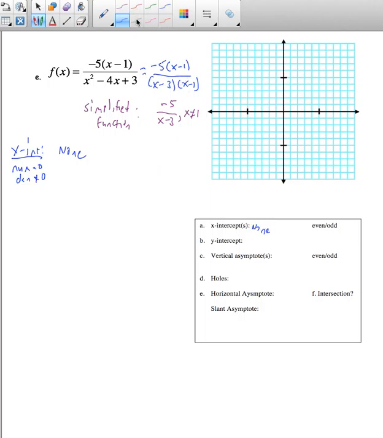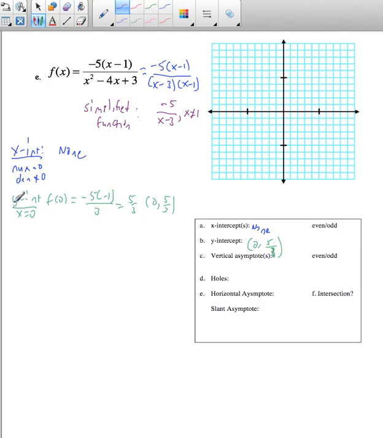Okay, the y-intercept, we find that by evaluating f of 0. So f of 0 for this function is going to be negative 5 times negative 1 in the numerator over 3, which is 5/3. So we have a y-intercept at the ordered pair (0, 5/3). That's a 3.